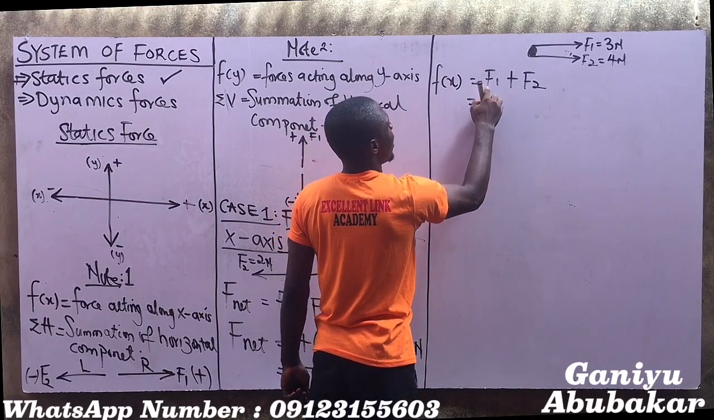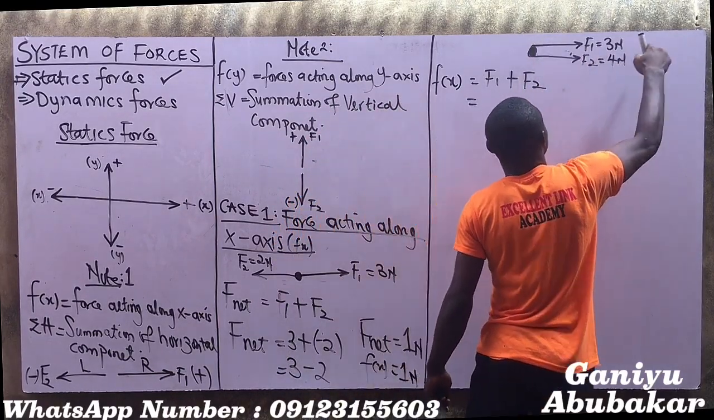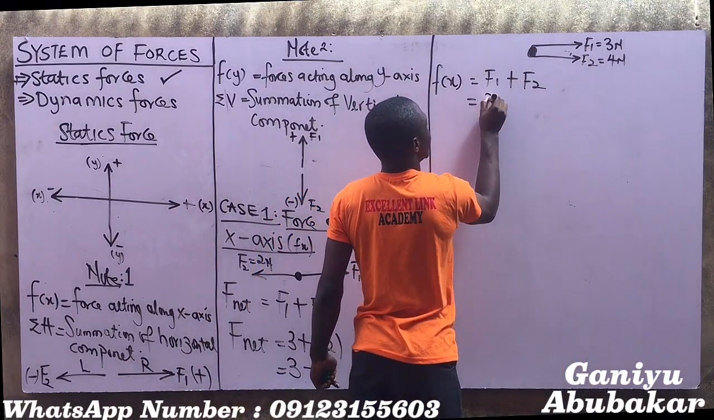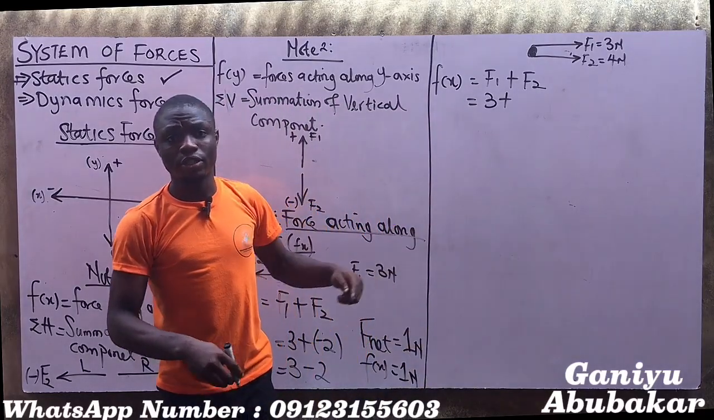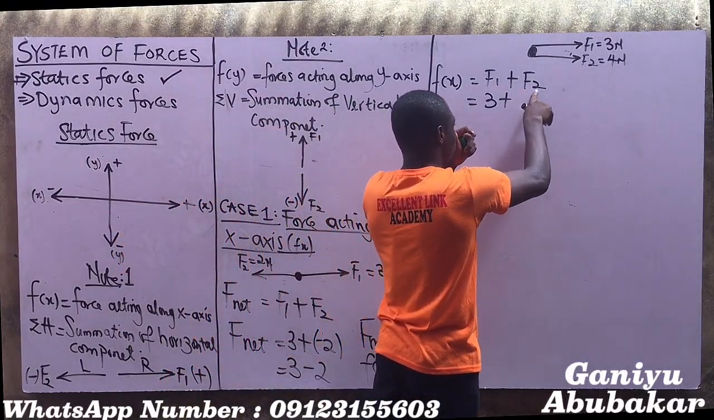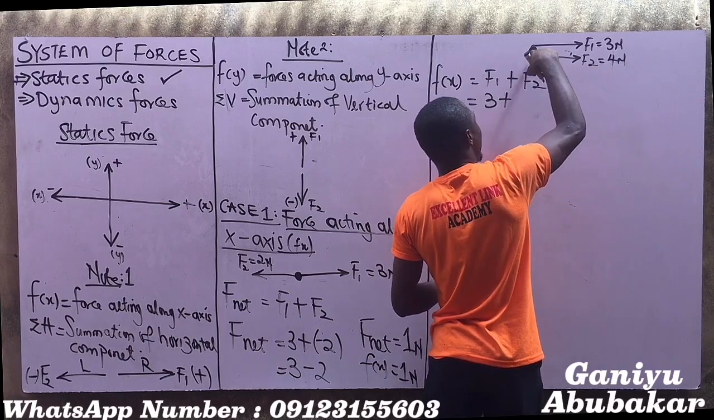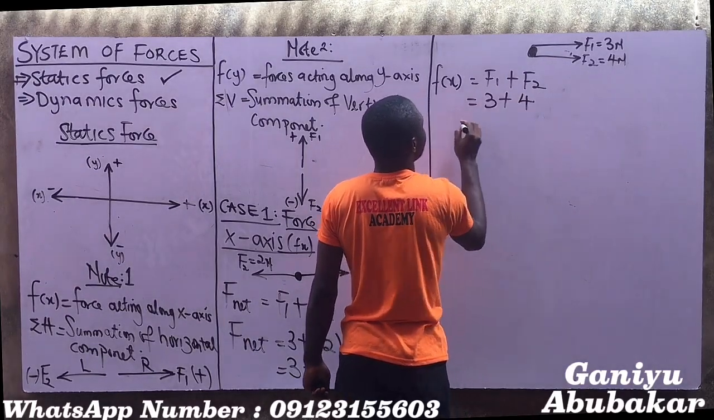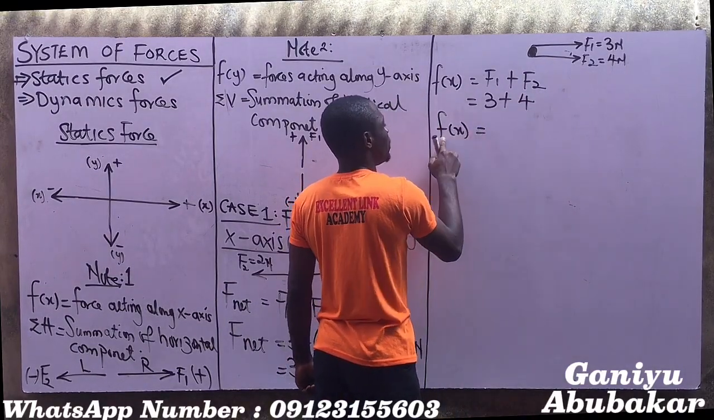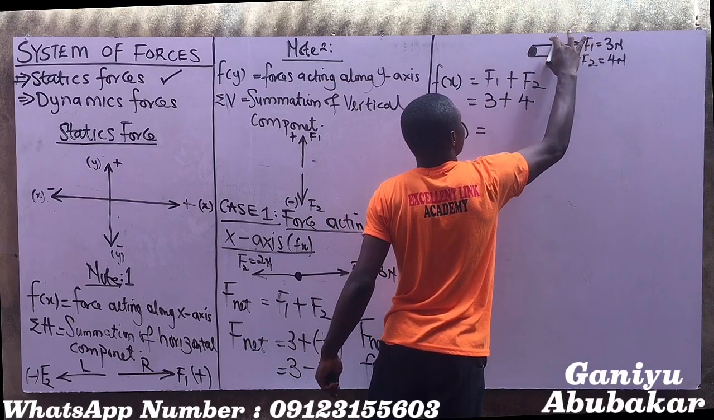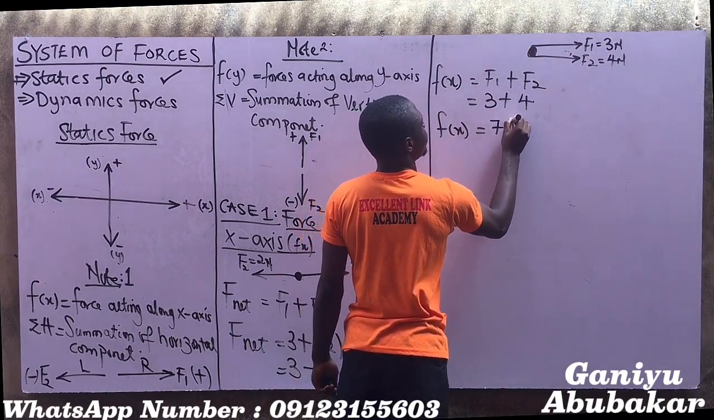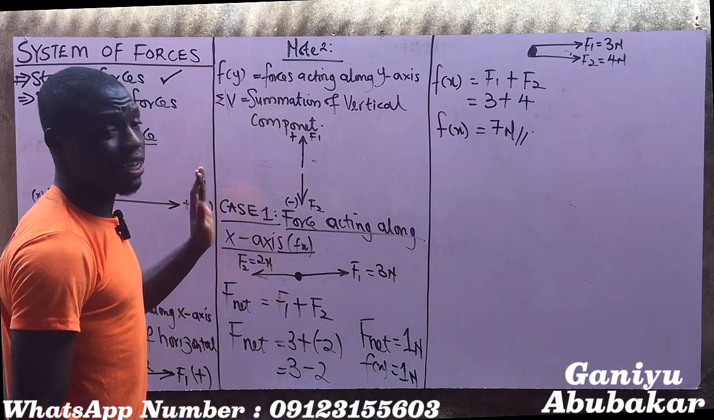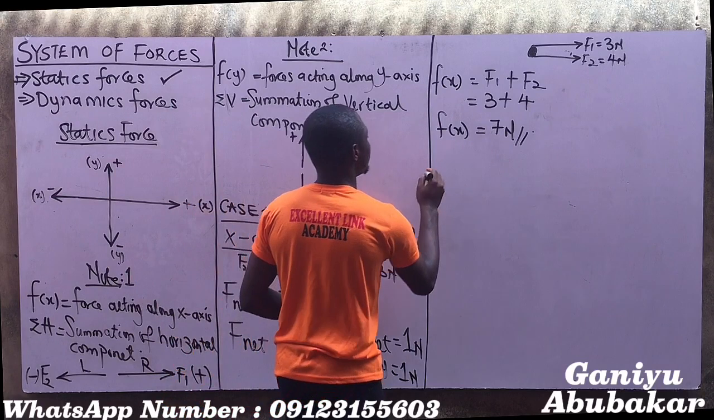From here now, my F1 is 3 Newton. Observe the direction, right-hand side. Right is positive, so I have 3. Next, plus F2, and F2 is 4 Newton. Of course, facing my positive direction, that becomes 4. If I find my F of x, that is the force acting along the x-axis on this figure, it is equal to 7 Newton. This is like the condition behind case 1. Understand the condition here.